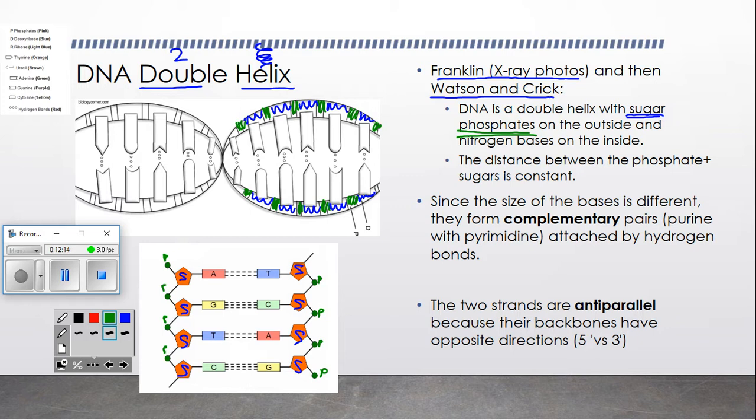So if the sugar and phosphates are on the outside, the nitrogen bases are on the inside. So the nitrogen bases, like we just listed, are the A, the T, the C, the G. On the picture on the top, each shape represents a different nitrogen base. So for example, the pointy one is thymine.